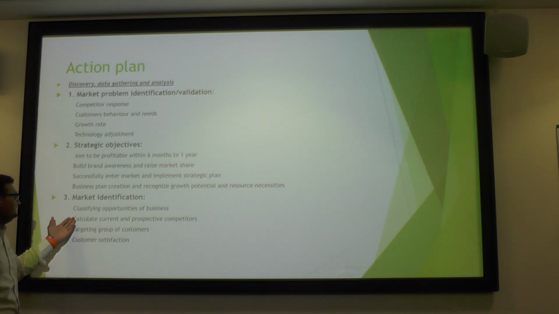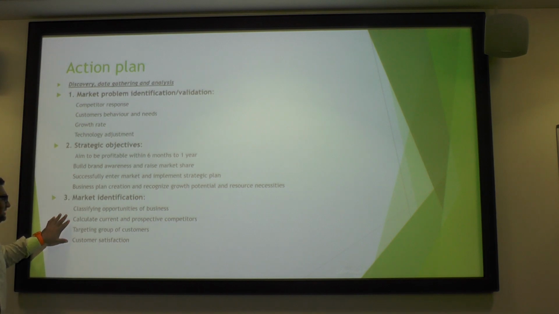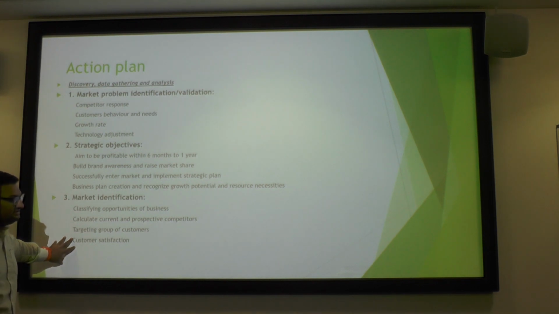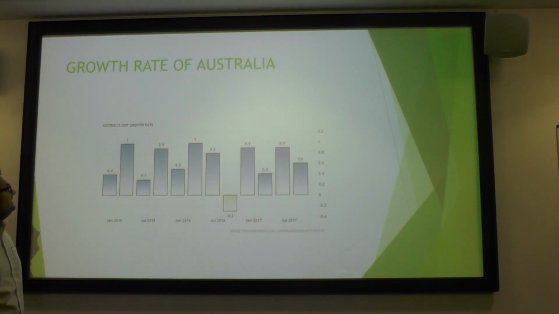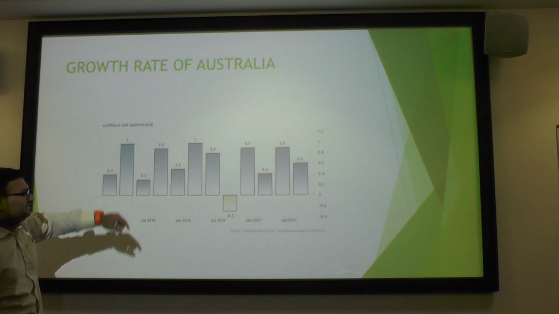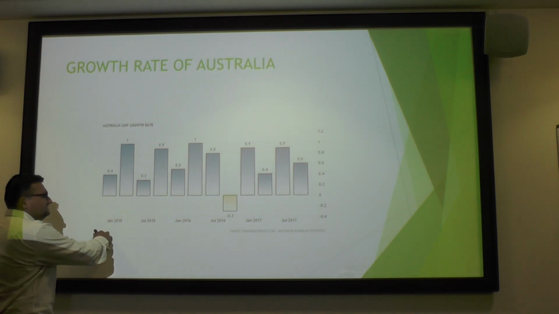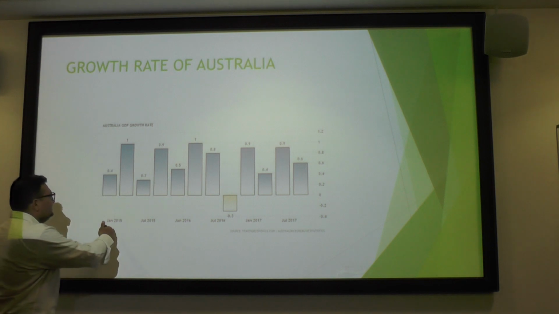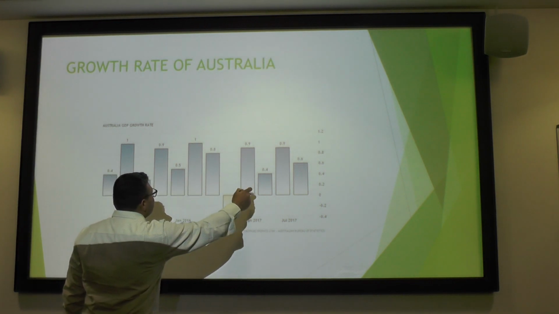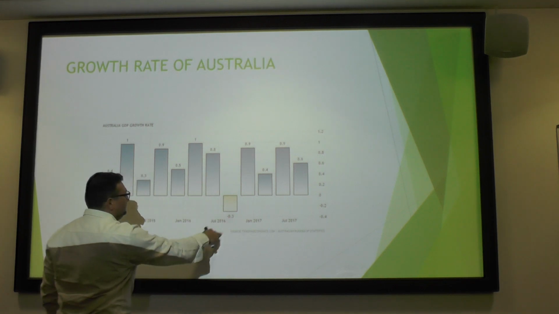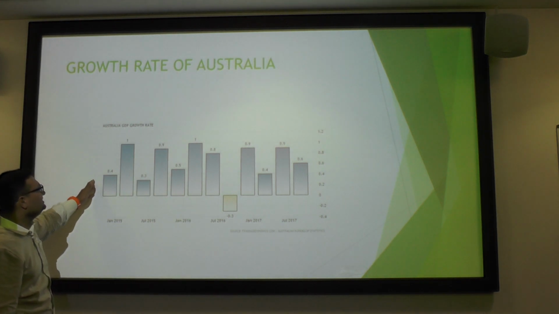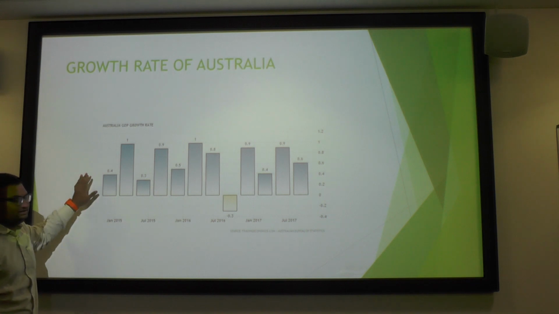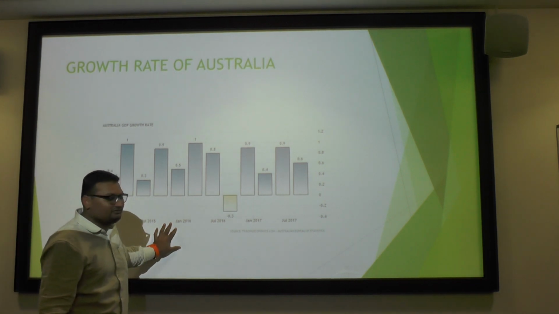Then we have to do market identification. We have to classify our business opportunity in the Australian market, calculating current and prospective competitors, and then targeting our group of customers. I have already said that it is the aging population, and then customer satisfaction. Then there is the growth rate of Australia. These are the statistics of the last 3 years. Most of the time it is positive, and only one time it went to negative points, so it is good for our business. The Australian GDP growth rate is also always going up, so it is good for our business.